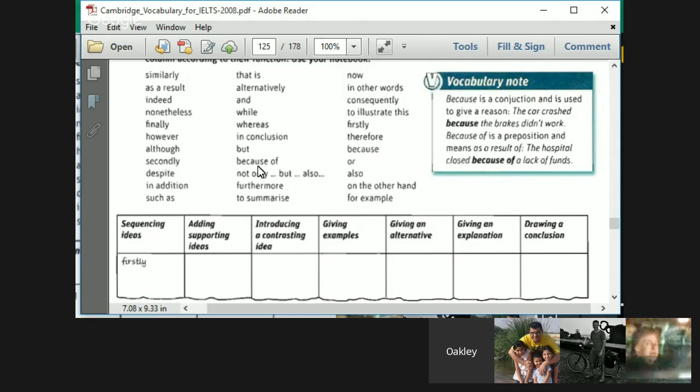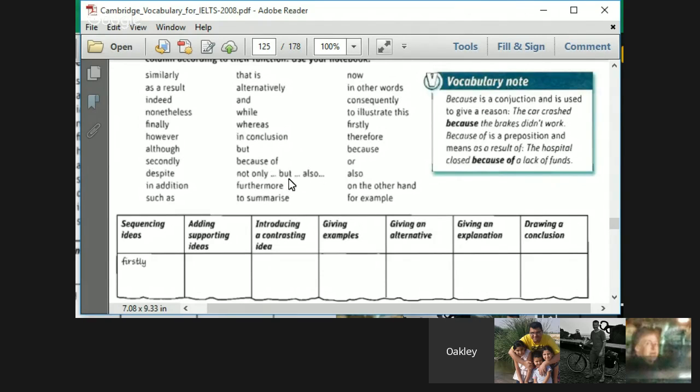Okay. Ken, because of. Because of. Example. I think it's a reason, but yes, it is. For reason, it's a reason or an explanation. Explanation. Yes. Yeah, that's right. Giving a reason. Because of, due to, yeah.